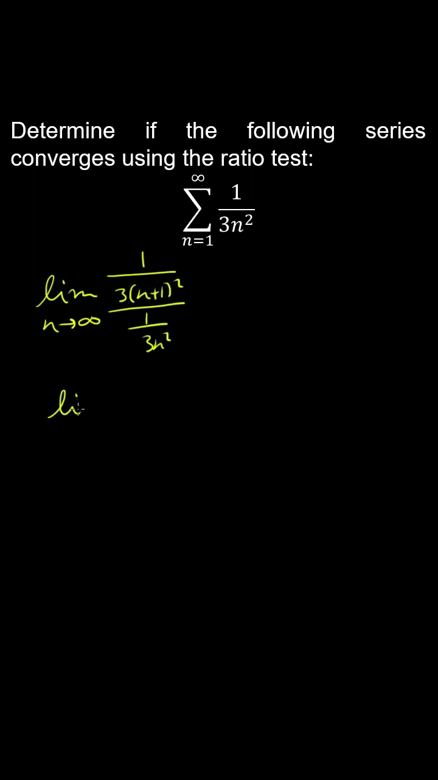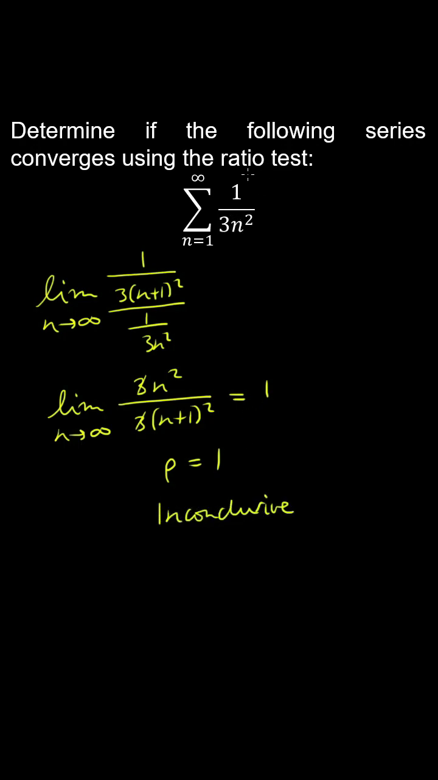And doing a bit of algebra, we obtain the following limit. So the 3's cancel, and the fastest growing term is n squared in the numerator and denominator. So this evaluates to 1. Because we got rho equals 1, this test is inconclusive, and the ratio test typically works when you have n in the exponent and factorials.